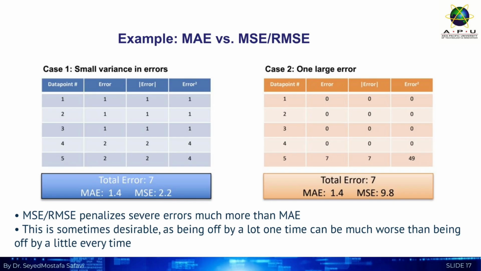Why have two different metrics? It depends on what you value. If a single huge mistake is catastrophic, like a safety breach or a financial meltdown, you want the severe penalty of MSE or RMSE. If you prefer steady, average performance, use MAE. It's about what kind of error penalty best aligns with your business needs.